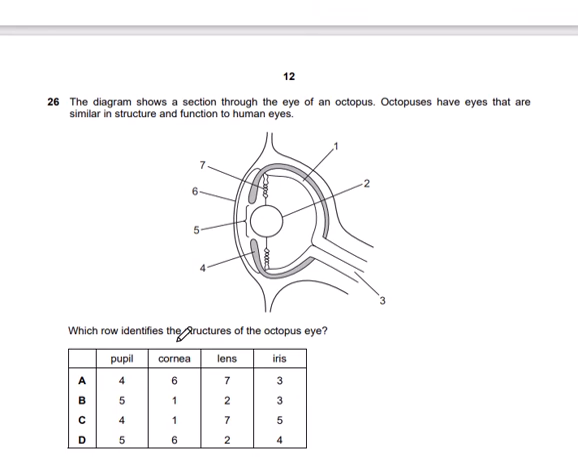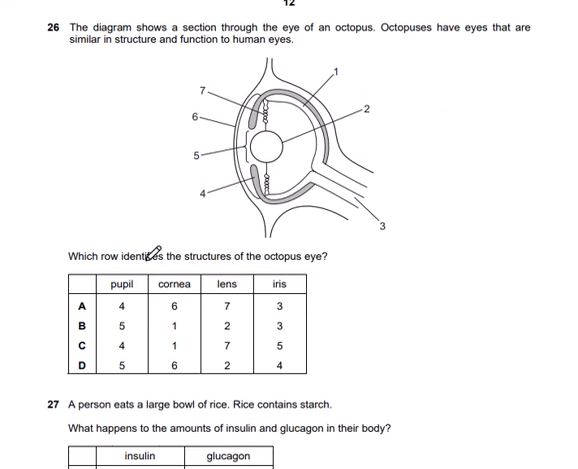The diagram shows a section through the eye of an octopus. It has eyes that are similar in structure and function to the human eyes. So basically, also carry out the elimination method. You know that 5 is the pupil, right? So it's not A, it's not C. You know that 4 is the iris, so it's D.